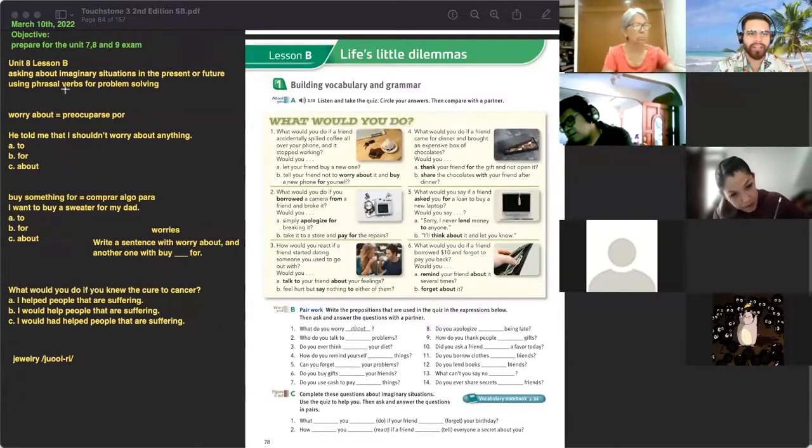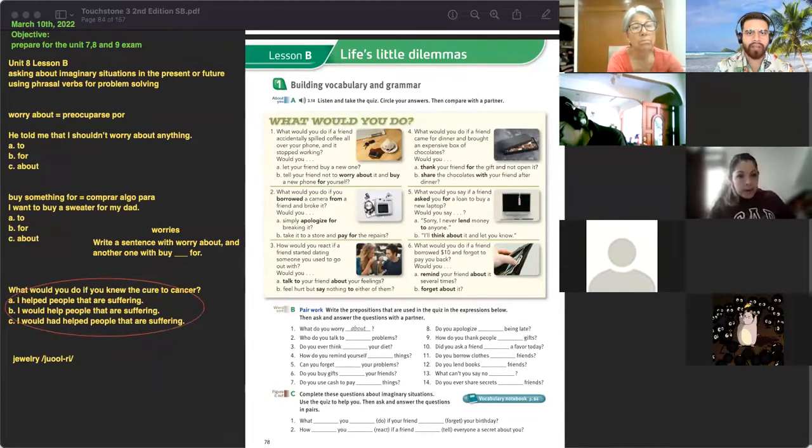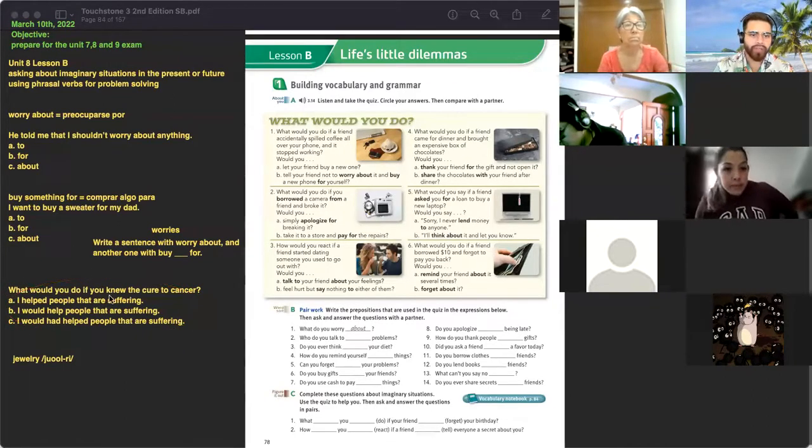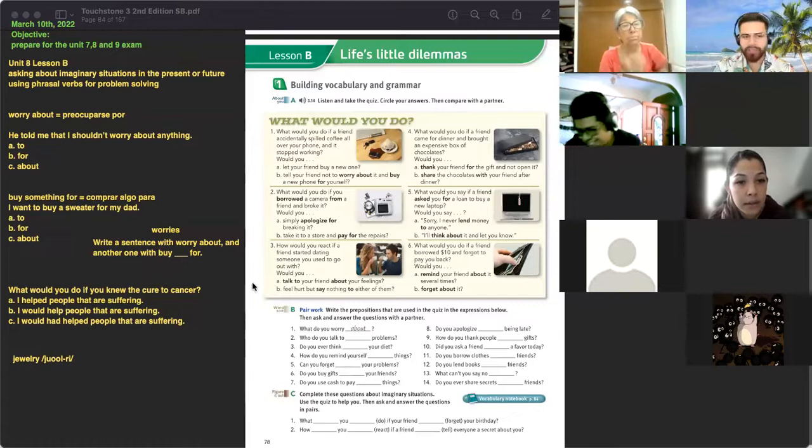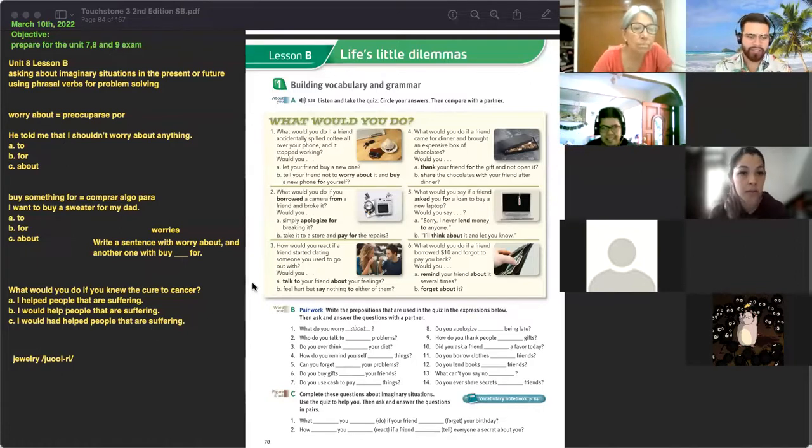Now, of course, the other part of this lesson is asking about imaginary situations in the present or future. I have one question here. What would you do if you knew the cure to cancer? Adriana, what is the best answer? What is the correct answer? Okay.